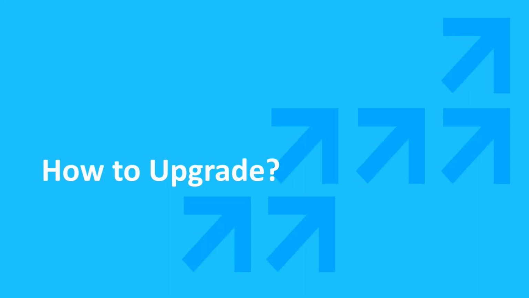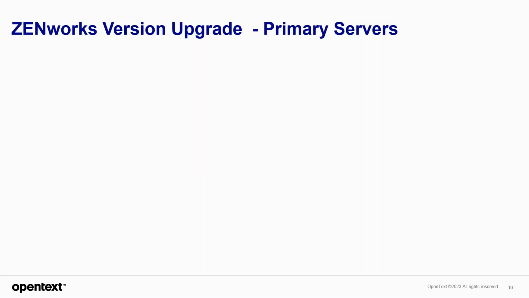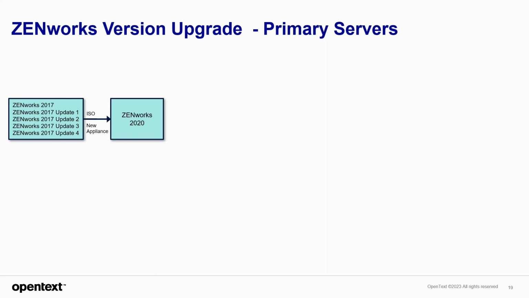So if you are ready to upgrade, let's talk about how to upgrade. There are different paths for primary servers and managed devices. Let's talk about primary servers. If you're on any version of ZENworks 2017, that means either 2017 itself, Update 1, 2, 3, and 4, you can directly upgrade your primary server to ZENworks 2020 using either the media installer available in the form of ISO, or if you're running the ZENworks 2017 appliance, by migrating to the ZENworks 2020 appliance.